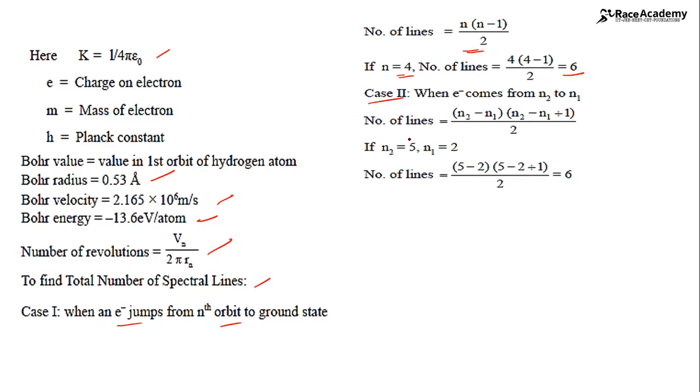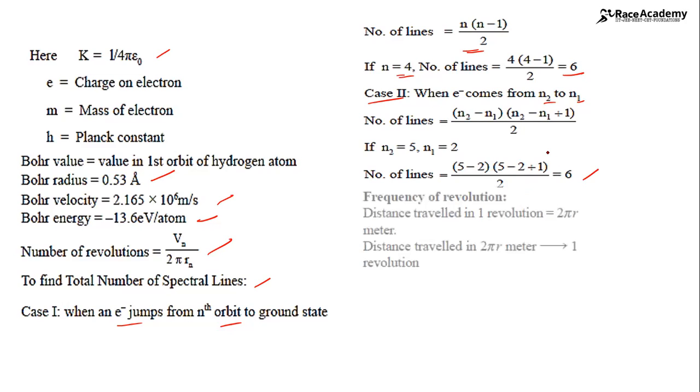But in the other case, you have to find the number of spectral lines when an electron comes from n2 to n1. We don't know what the higher energy level is, so taking n2 as the higher and n1 as the lower energy level, the number of lines formed is (n2 minus n1) into (n2 minus n1 plus 1) by 2. Suppose you take n2 is 5, n1 is 2, then substituting 5 and 2, we get (5 minus 2) into (5 minus 2 plus 1) by 2. Here we get 3 into 4, that is 12 by 2, that is 6. So 6 will come as the number of lines.